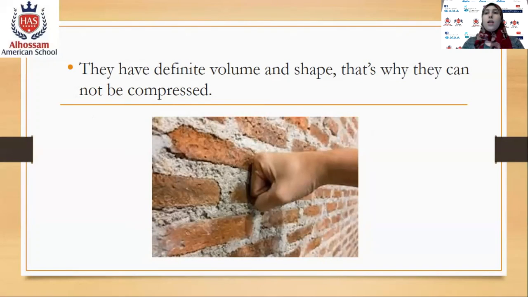A solid has a definite volume. If you put a bowl down, you will not leave it and come back to find it another thing. It will have the same shape. That's why solids cannot be compressed. If you want to press or push, a balloon, having gas or air inside it, will be compressed when you press it. But solids cannot be compressed.